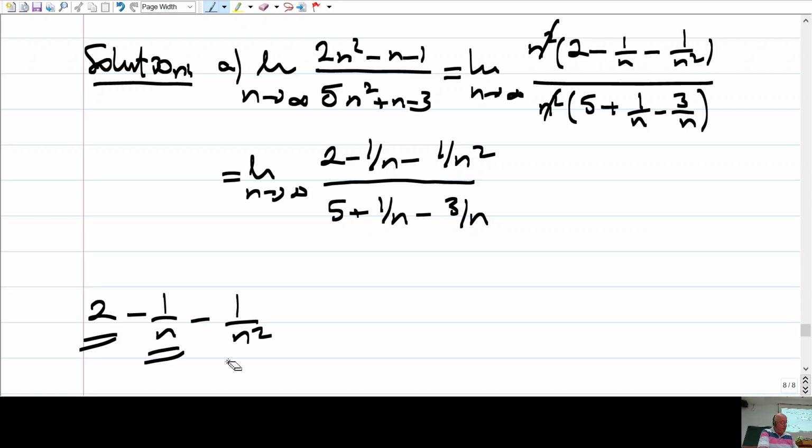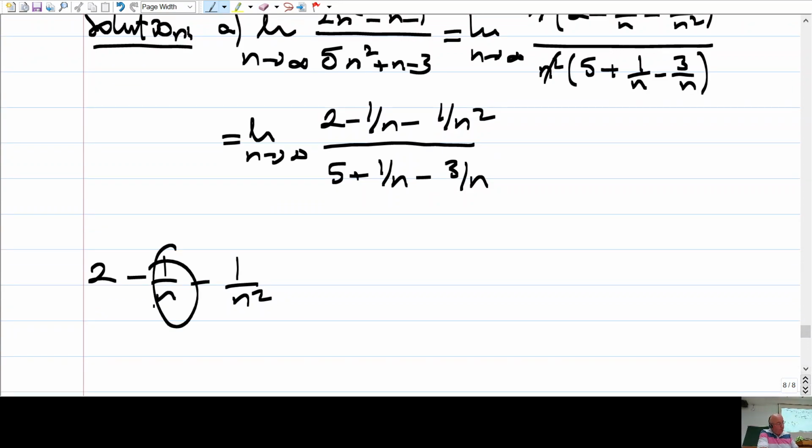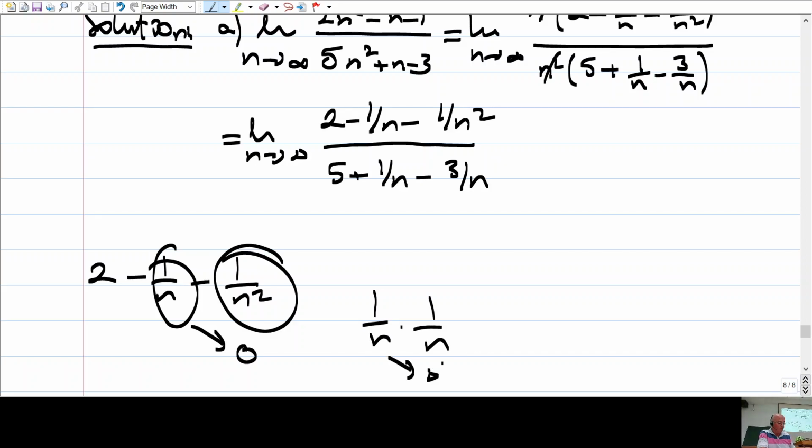Sum or difference. Well, this sequence is the constant sequence, right? 2, 2, 2, 2. What is the limit? Limit is just, of course, 2. What about 1 over n? Well, we showed that this has limit 0. What about 1 over n squared? Well, 1 over n squared is just 1 over n times 1 over n. And each one goes to 0. Therefore, the product is going to 0. So this will go to 2 minus 0 minus 0, which is 2.